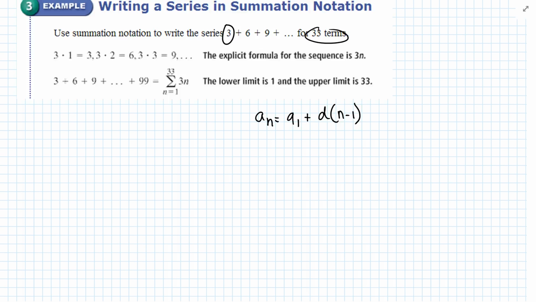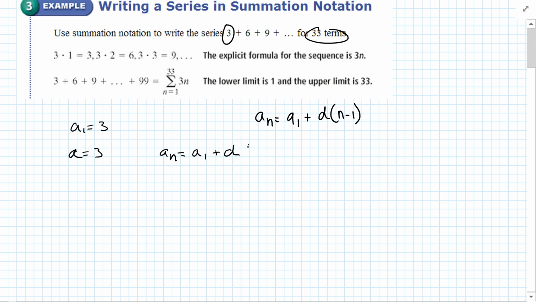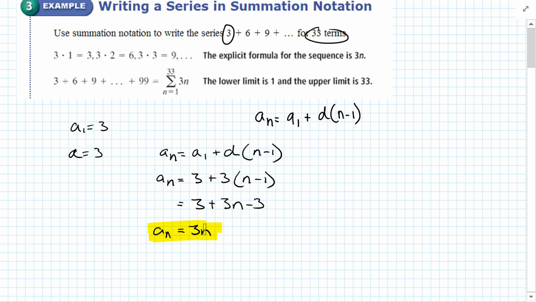Use summation notation to write the series 3 plus 6 plus 9 and so on, for 33 terms. First we need an explicit form. A of 1 equals 3. Do we see a common difference? 6 minus 3 is 3, 9 minus 6 is 3, so our d value is 3. Now we write the explicit formula: a sub n equals a1 plus d times n minus 1, which is 3 plus 3 times n minus 1. Simplifying, this is 3 plus 3n minus 3, so the 3's cancel and a of n is 3n. This is our explicit formula.